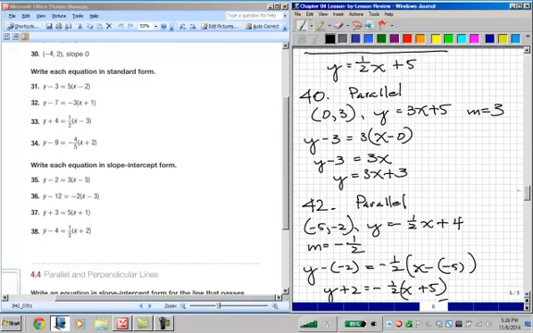So we'll use point slope. Y minus 3 equals 3, that's the slope right here, times x minus 0, or just x. Y minus 3 equals 3x. Add 3 to both sides. Y equals 3x plus 3.